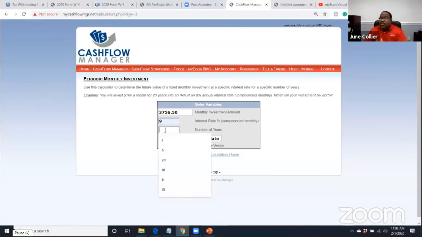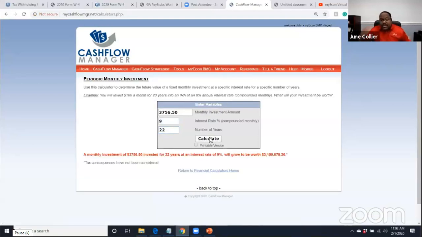And we did this for 22 years, because we were able to pay off our debt in 8 years. We had a 30-year mortgage. We were able to minimize all of our debt, eliminate our debt in 8 years. That left us with another 22 years that we would have been paying on that mortgage. Let's calculate over 22 years, and let's just see what happens. Our money would grow to be worth $3,100,000.